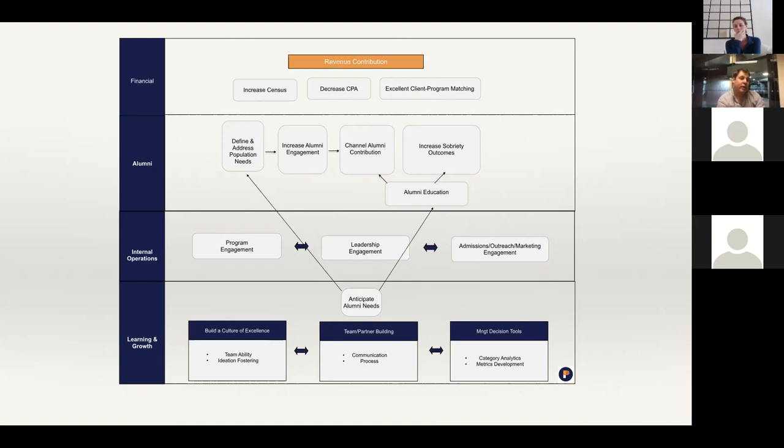And then some more alumni-specific ones, like defining and addressing population needs. This is going to be highly program specific, but you might say to yourself, you know what, I feel like, and this came up on a call recently, where they were saying, we have these young guys who are just coming out of the program.